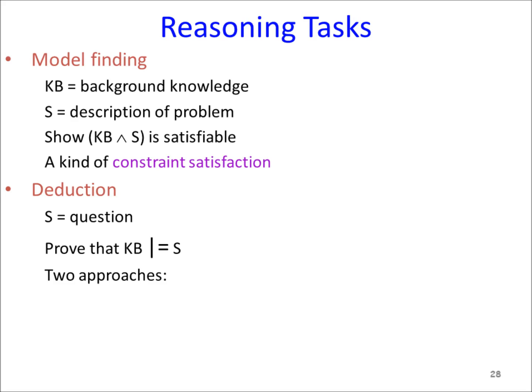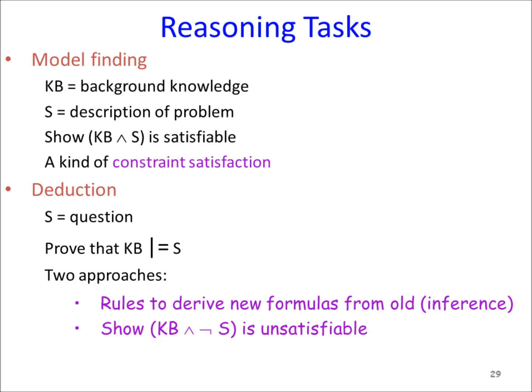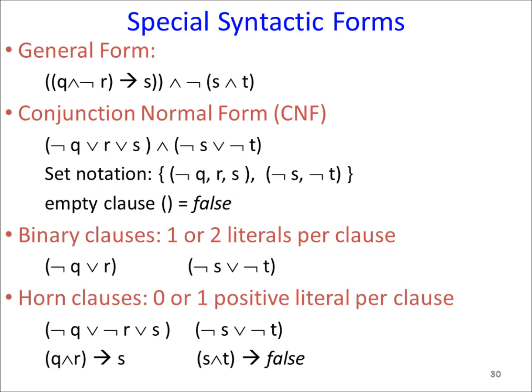One is called contradiction and one is called modus ponens. And I think we already have seen a couple of these, at least. There are specific syntactic forms which are interesting for us.